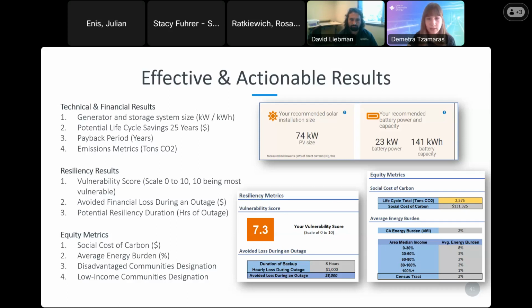And then on the equity side of things, we're looking really at the two breakdowns: the social cost of carbon and the average energy burden. And so these are just ways to incorporate these more social metrics when we're assessing the feasibility of a particular project.